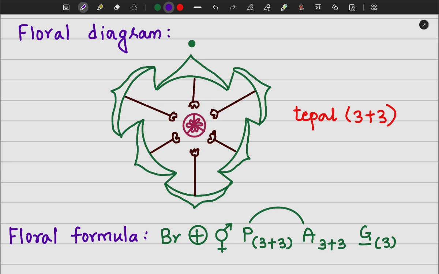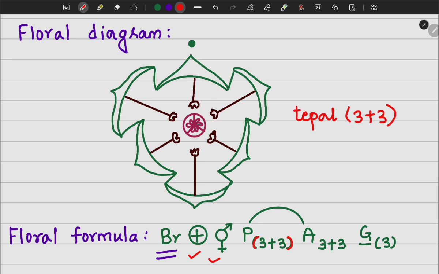Now if we talk about the floral formula, then the flower is bracteate, so we will write BR. Then the flower is actinomorphic, bisexual. Perianth is composed of 2 whorls with 3 tepals each. 3 tepals form an outer whorl and 3 form an inner whorl, and they are fused, so we have enclosed them in a bracket.